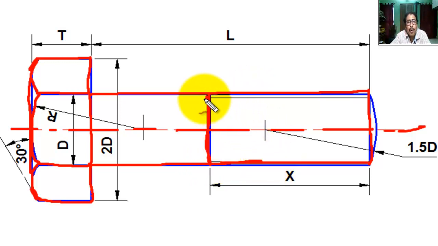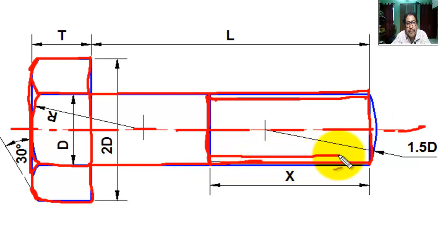Next, with 2 millimeter gap, we draw the thread. This is the 2 millimeter gap. Next, with a 45-degree angle, draw this inclined line.